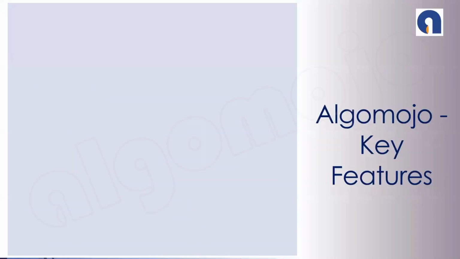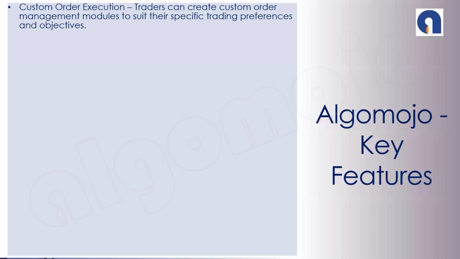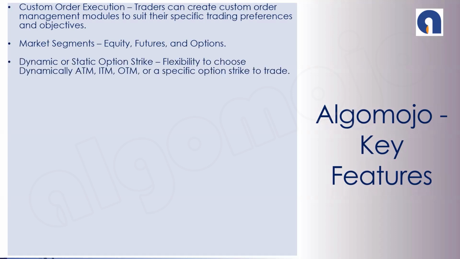We will go through some of the key features available in our platform. For traders and for investors, you can customize what you want to trade. You can choose whether you want to trade in equities, futures, or options. You can say whether you want to do an intraday trade or a swing trade. You can predefine the quantities that you want to trade.